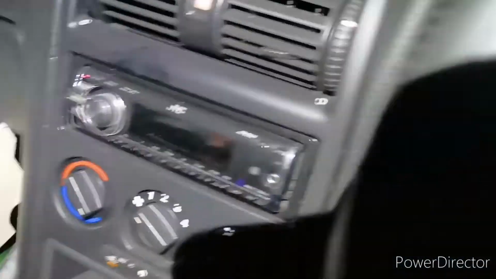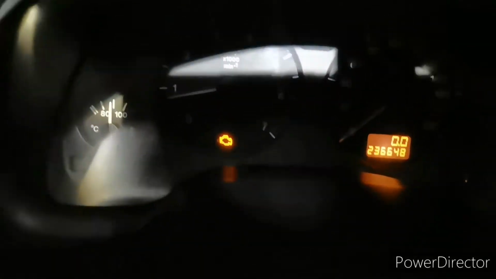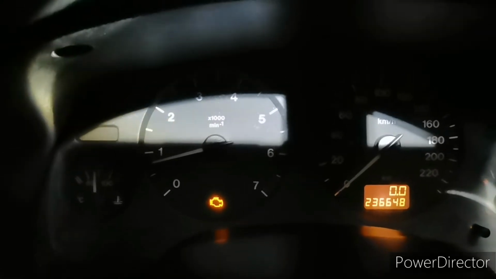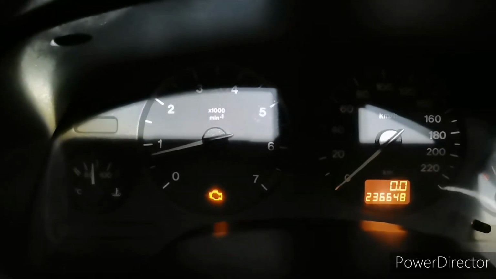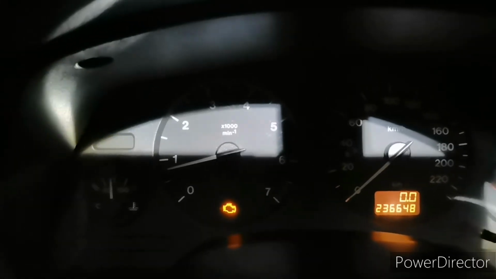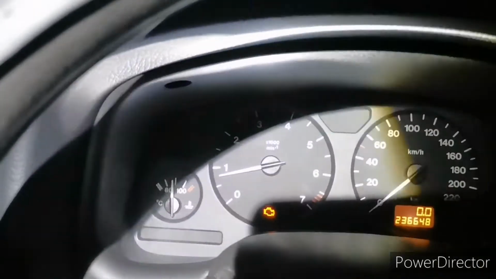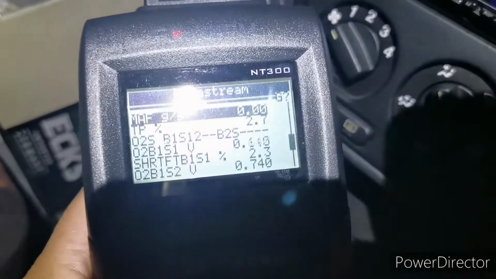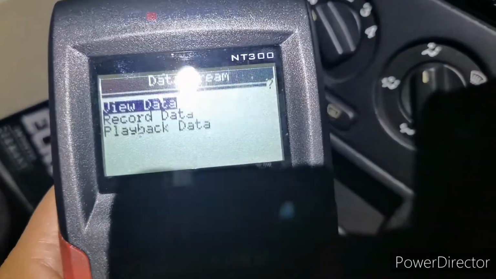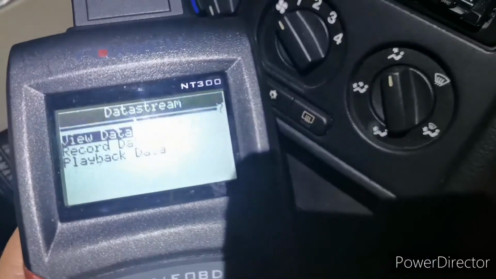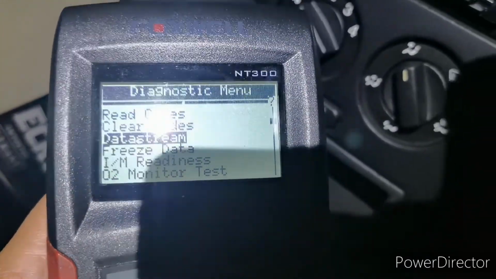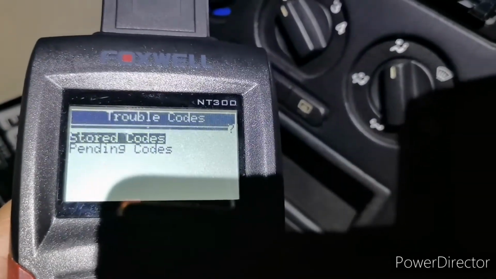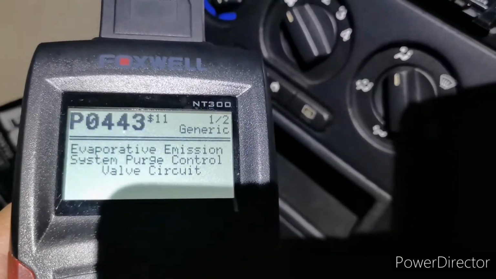So the other fault, guys, is... okay, finally the check engine light turns on. There it is. It turns on, guys. So it shows up, it's notifying the driver, or me, that there is something wrong with the vehicle. So let's recheck the fault codes, guys. Let's go back. Read codes. Stored codes. So there are 2 faults.